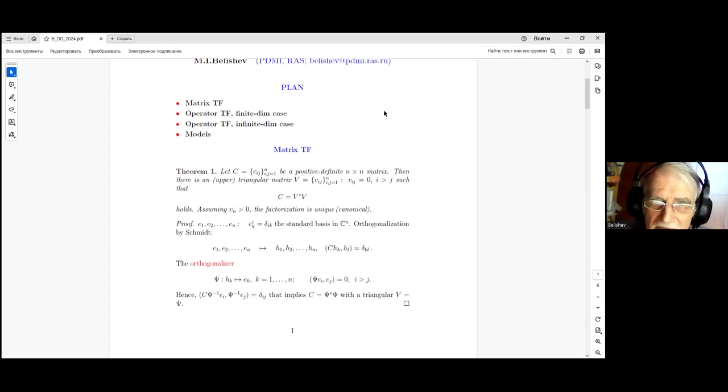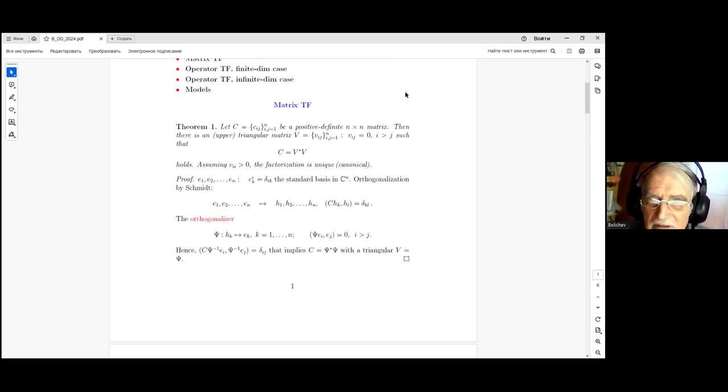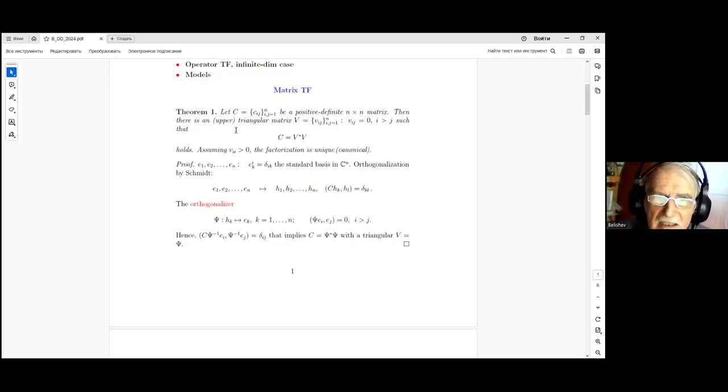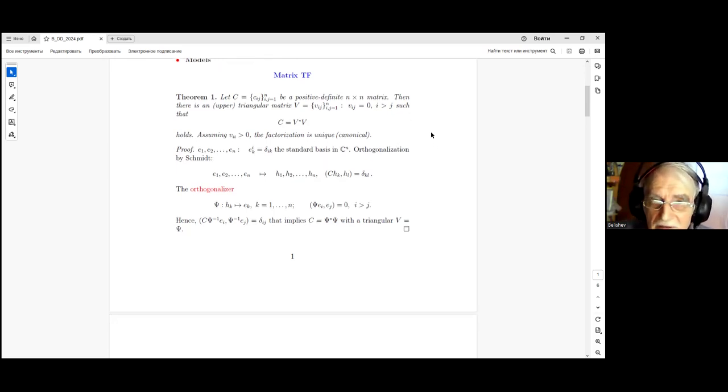So, okay, let's begin with a trivial case of matrix factorization, a very well known problem at a student level. We have a positive definite matrix, and the problem is to find an upper triangular matrix V which provides this equality. As is well known, this factorization is always realizable. It is not unique, but if we add this condition on the diagonal of the factor, then the factorization becomes unique.